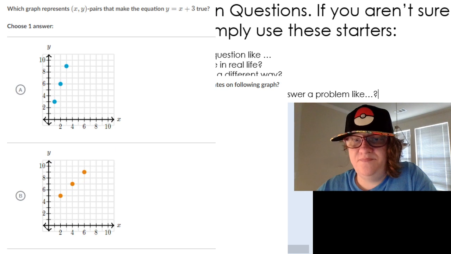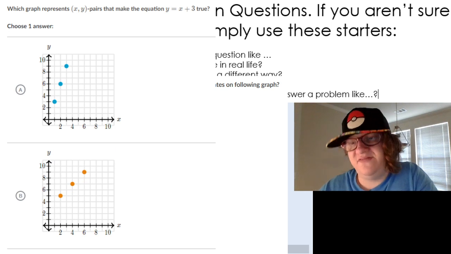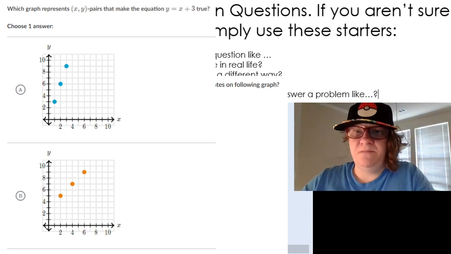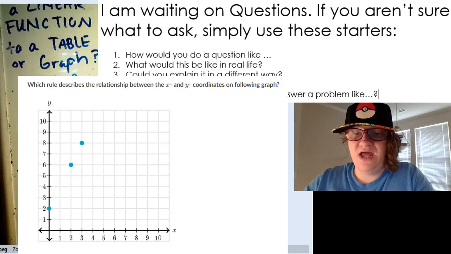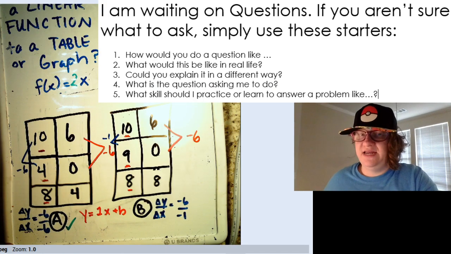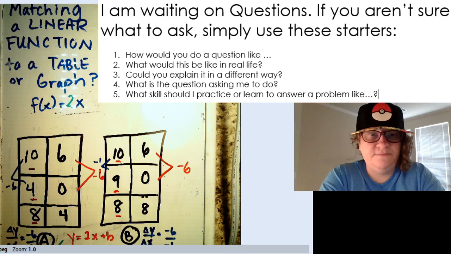X + 3, and is 2 + 3 5? Yes, it is. So again, you could use the equation to check itself against a graph. All right, so those are some helpful ways to make sure a linear function maps.